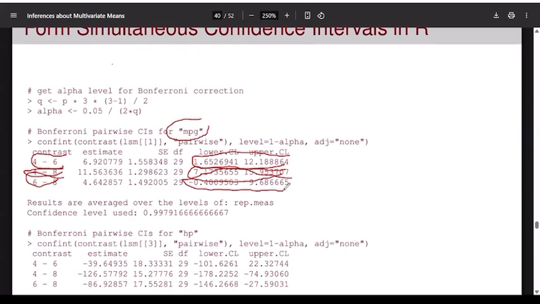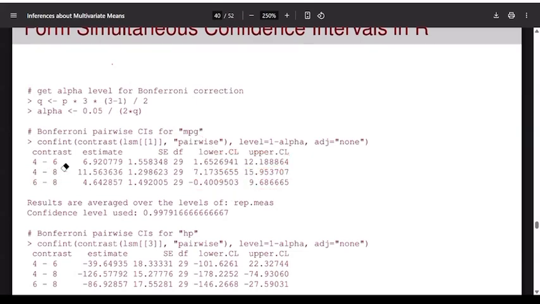Now, conducting Bonferroni pairwise confidence intervals will enable us to identify where the difference lies. But right now, what are we focusing on? We're focusing on one dependent variable at a time. Now, I want to go to another dependent variable. This time around, I actually want to go to the horsepower, HP.